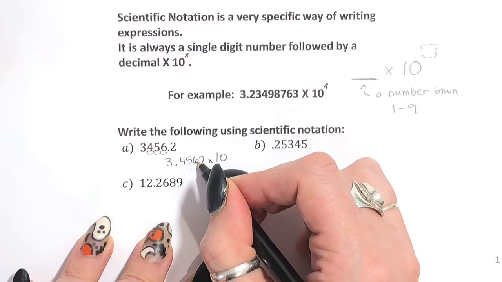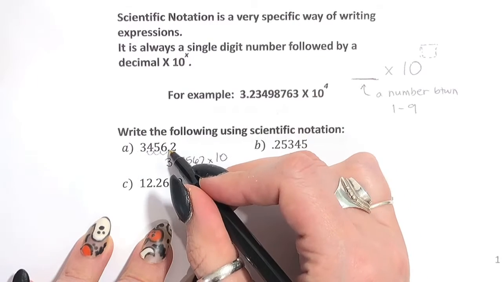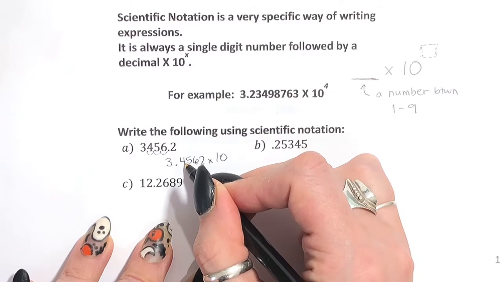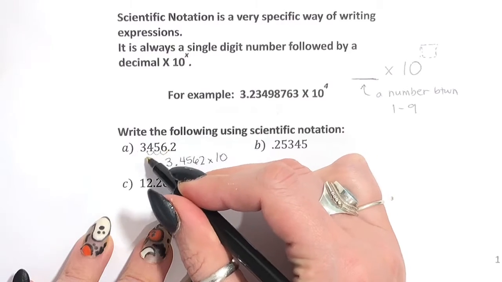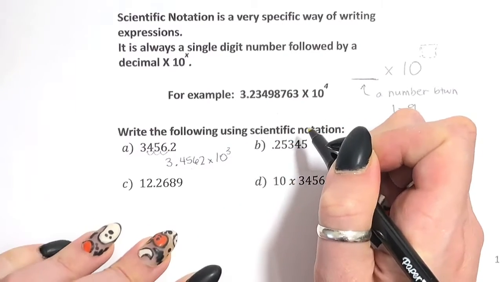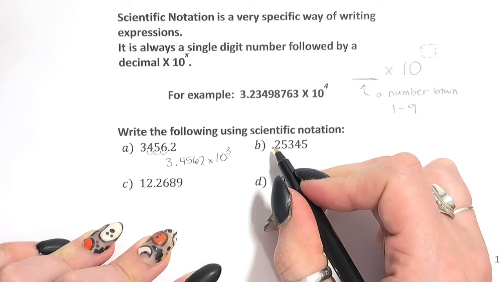So when you move your decimal to the left, you're going to do a positive number exponent for moving it over 1, 2, 3 times. So we're going to do 10 to the third.